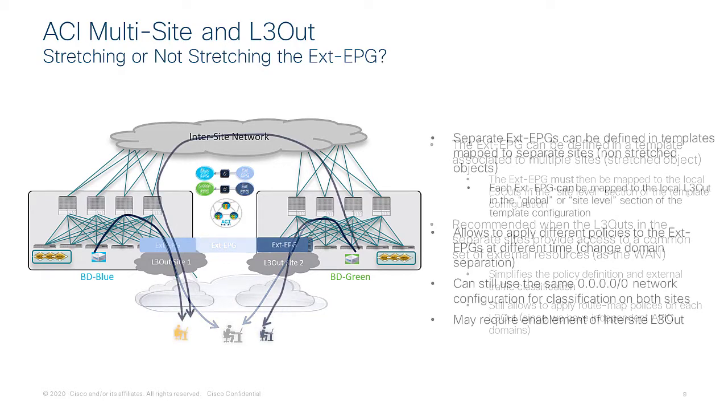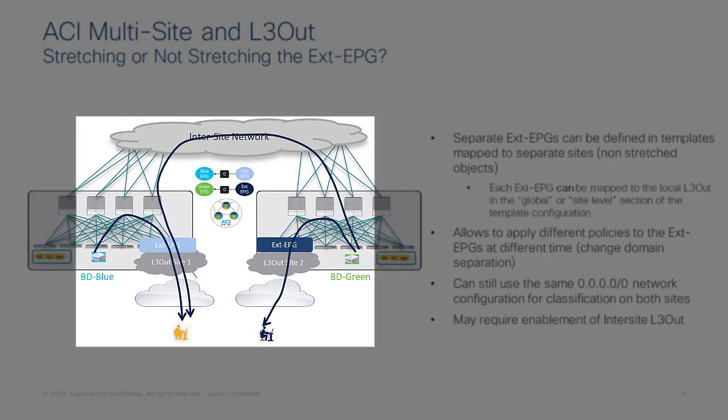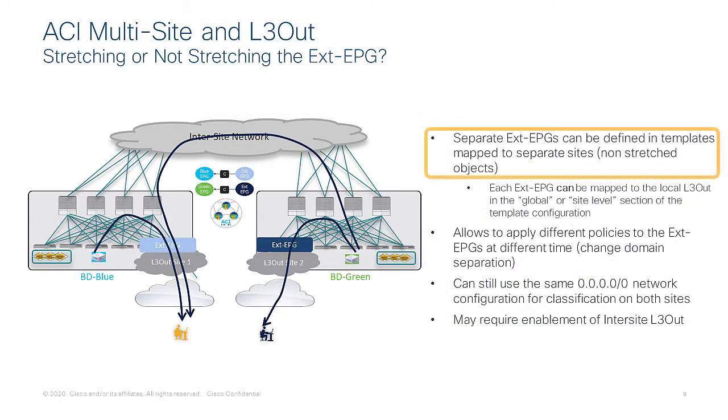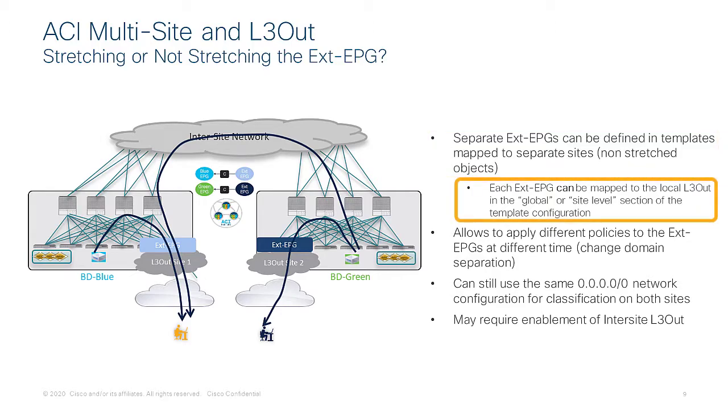Okay? However, there may be a scenario where I configure L3 outs to provide connectivity to unique resources. In this example, the L3 out in site 1 gives access to a set of resources that are different from the ones reachable via the L3 out in site 2. In this case, it may make sense to define a separate external EPG associated to each L3 out. Each external EPG can be mapped to the local L3 out either at the global template level or at the site level of the template configuration. Okay?